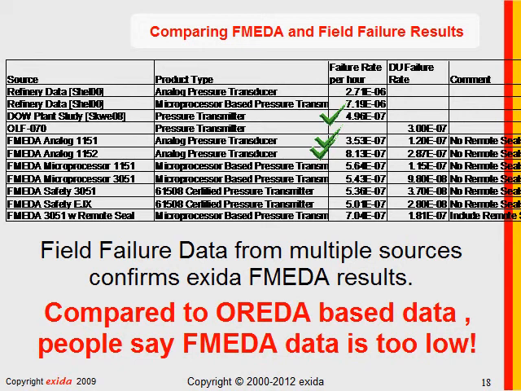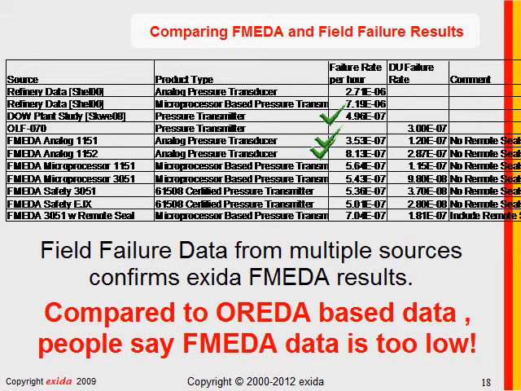The old 1151 is a classic analog pressure transmitter design from the early 80s, and the 1152 is a very special design for the nuclear industry, which doesn't use op amps. It's only discrete transistors. It has a higher failure rate and a much higher dangerous undetected failure rate. These results seem somewhat comparable.